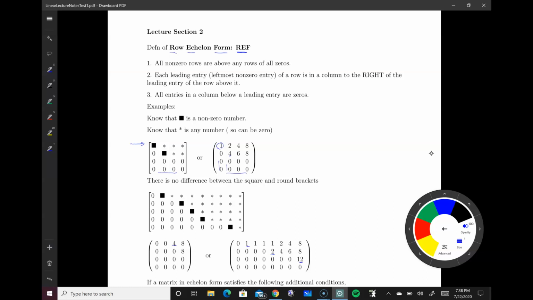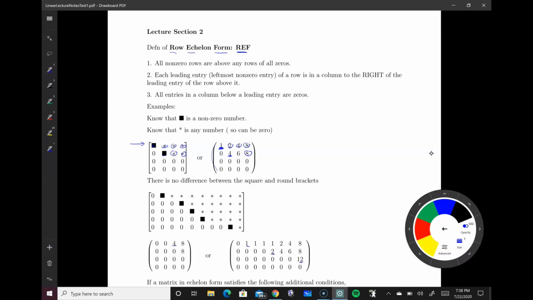Okay, so I've given you examples with numbers, and I've given you examples with stars and squares. So you need to know that a square is a non-zero number. So this is, let me get rid of this notation here. So this square is where the 1 would be. This square is where the 4 is. So these stars could be zeros here. These could be zeros, but these are leading entries that are non-zero, and then I've got my 2 rows of zeros. So it just was notation. There's no reason I made a difference between these square brackets or these round matrix brackets. Not a difference at all.